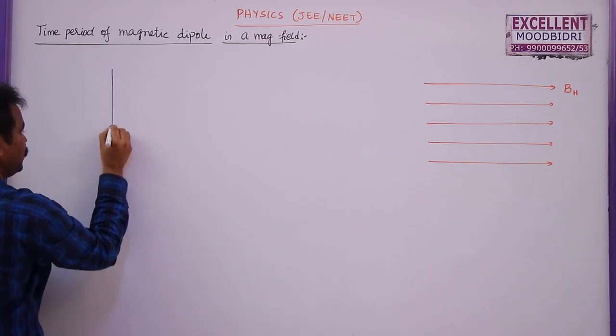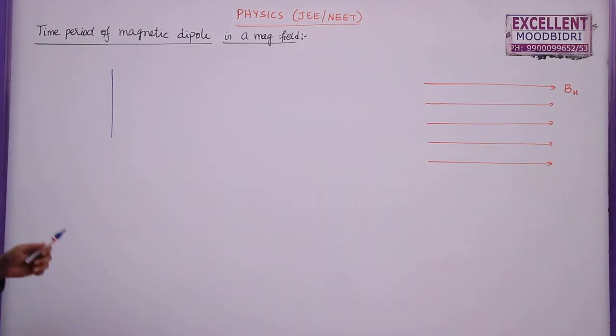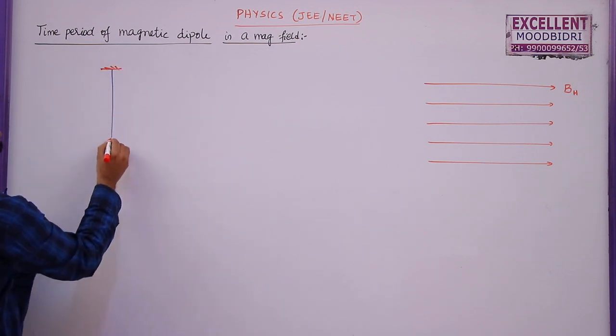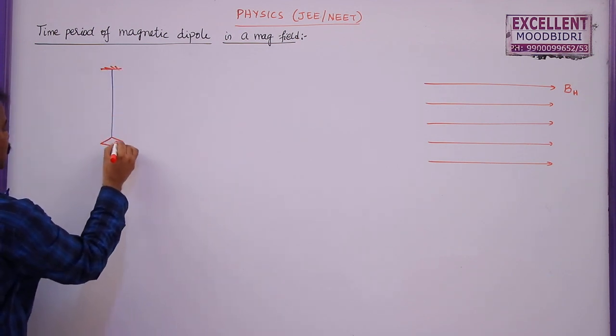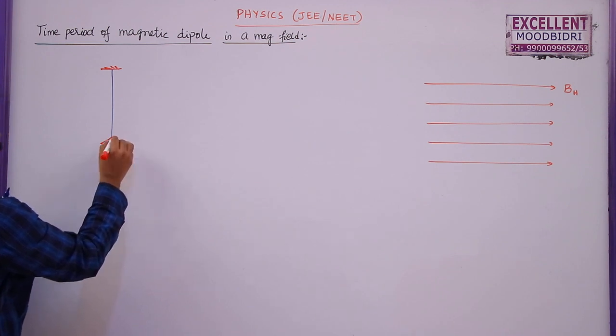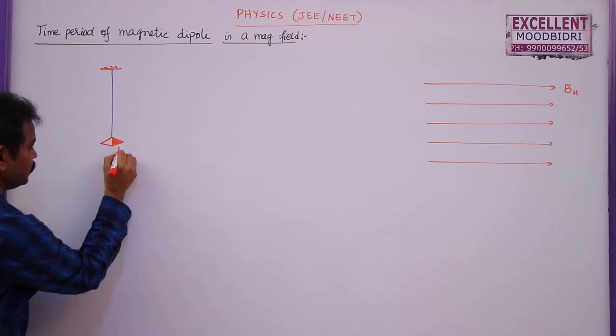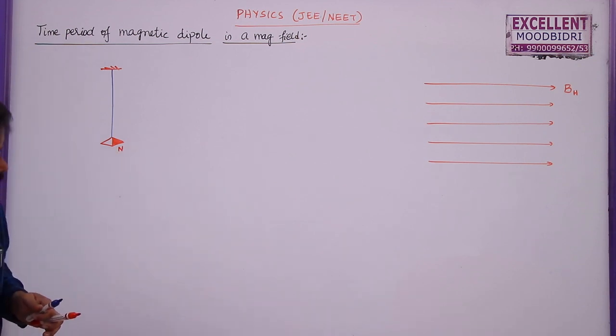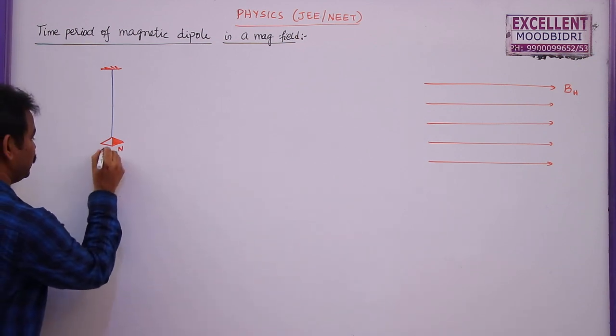Consider a bar magnet suspended from a string, let us say from a rigid support here. This is a small magnetic needle. Generally, the magnetic needle will have north and south poles. We will represent the north pole in red color and the south pole in black here.